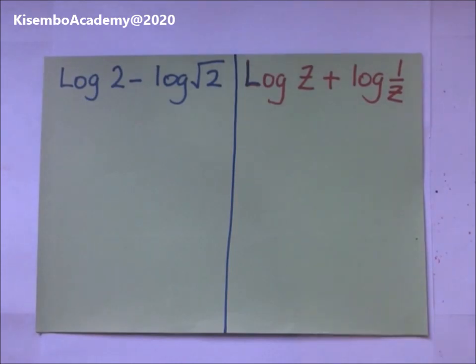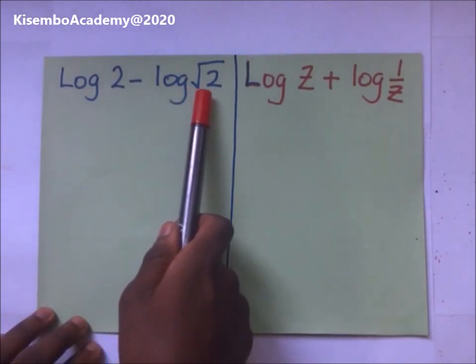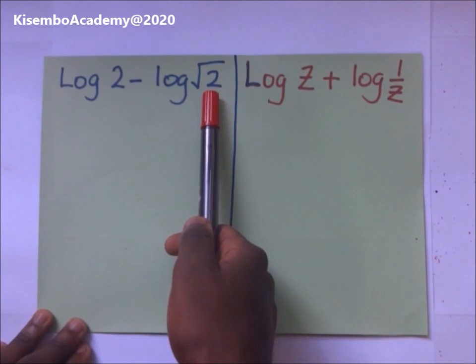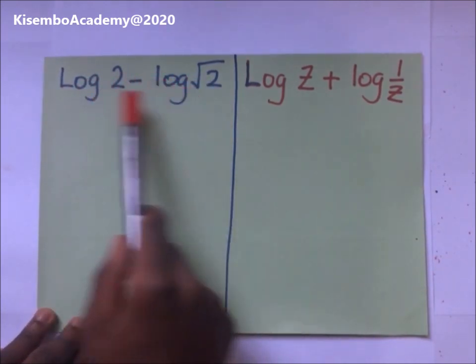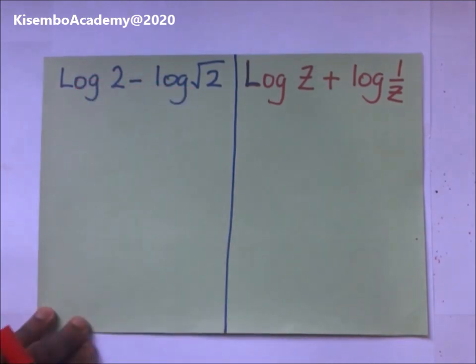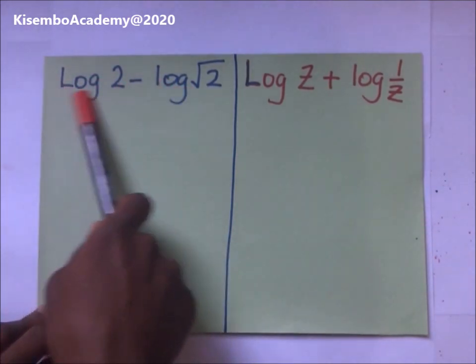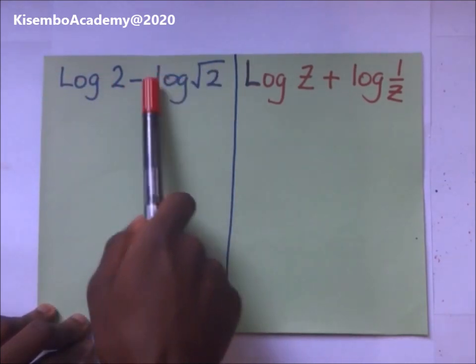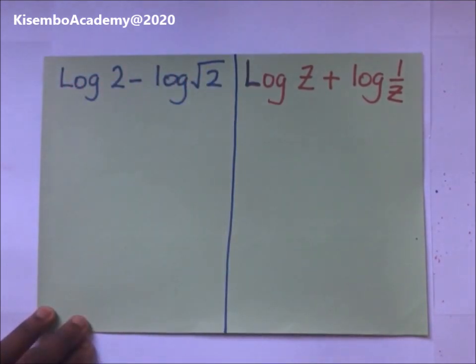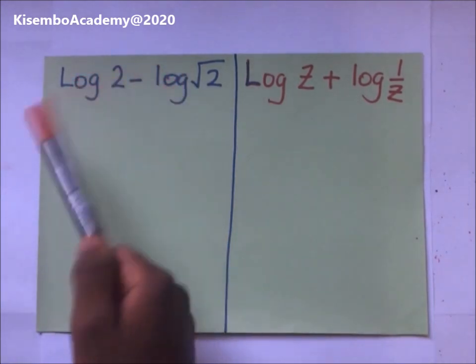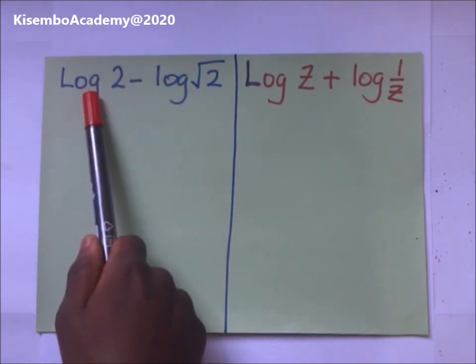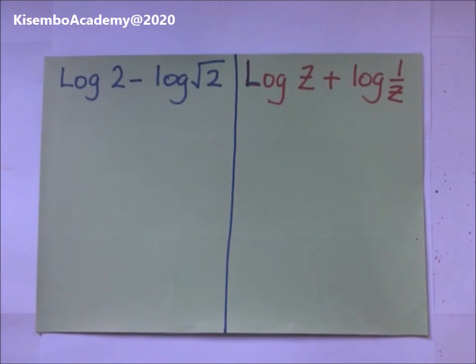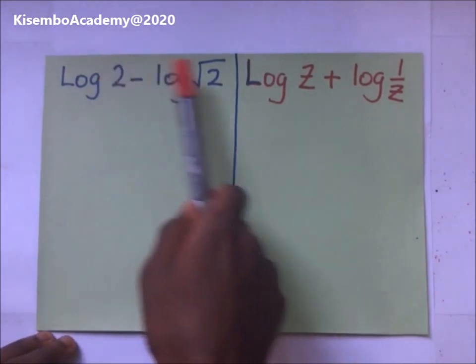This number right here, it is log 2 minus log the square root of 2. We are required to solve it. Now, these two logarithms are having the same base 10. So since they are having the same base, and the coefficient of this logarithm and the coefficient of this logarithm is 1, it means we can apply the property of subtraction of logarithms, that when you're subtracting logarithms with the same base, for instance here it is base 10, you simply divide the numbers.